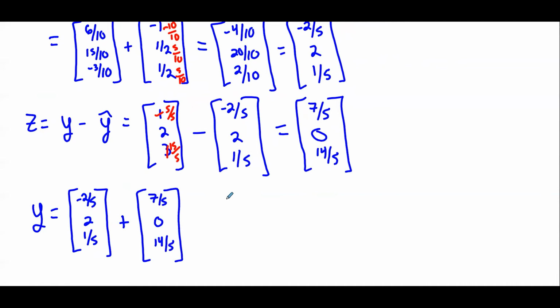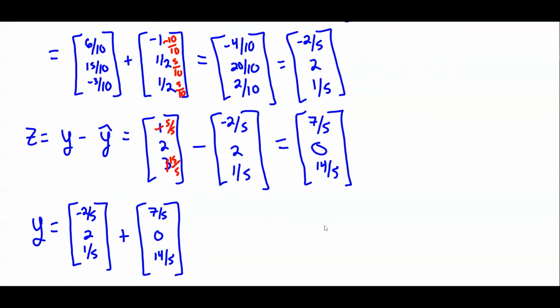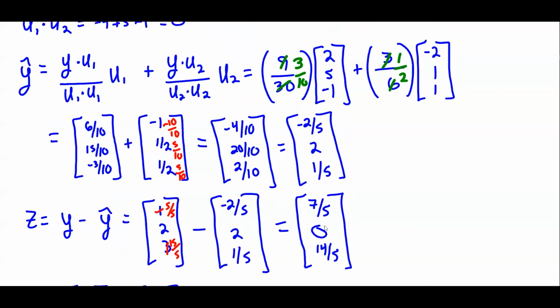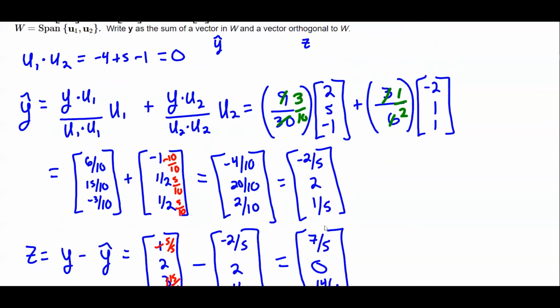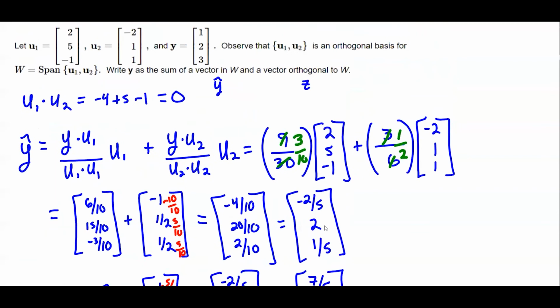Okay, so now let's just check and see, right? If I add these two, I get 5 over 5, so that's 1. And 2 plus 0 is 2. 1 plus 14 is 15 over 5, which would be 3. So these add up to be 1, 2, 3. So it works. And is z orthogonal to u? You could check to see, and I can see that they are.